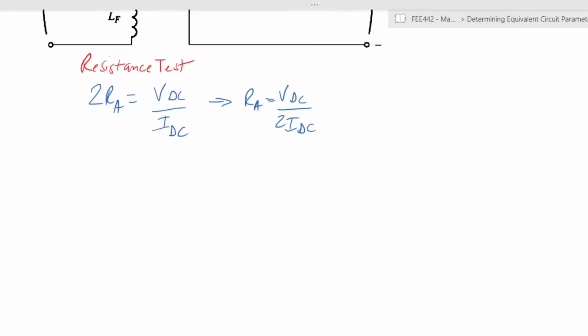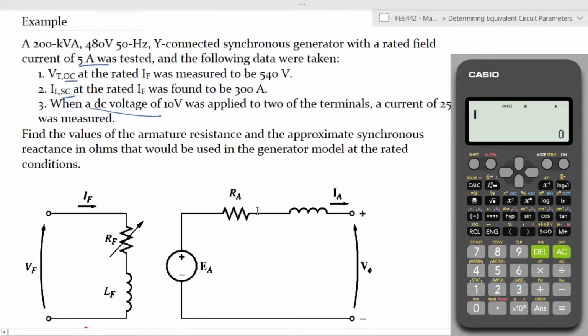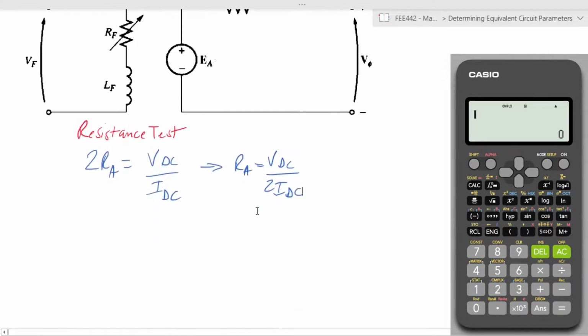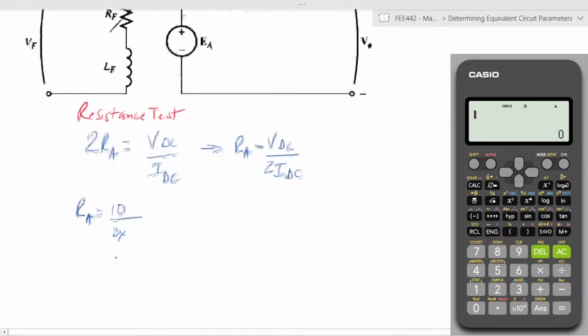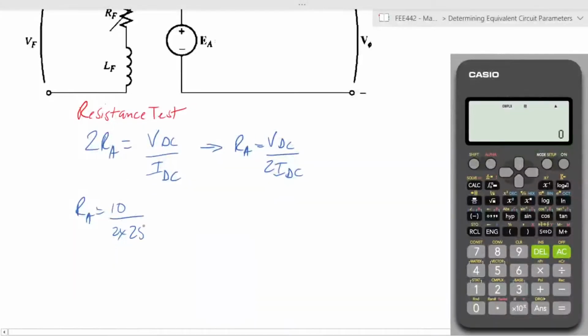Let's bring out the calculator. So what's our VDC? It's 10 volts. So RA is 10 volts over 2 times the current, which is 25 amps. Which is 0.2 ohms, right? So that's your first value, RA.